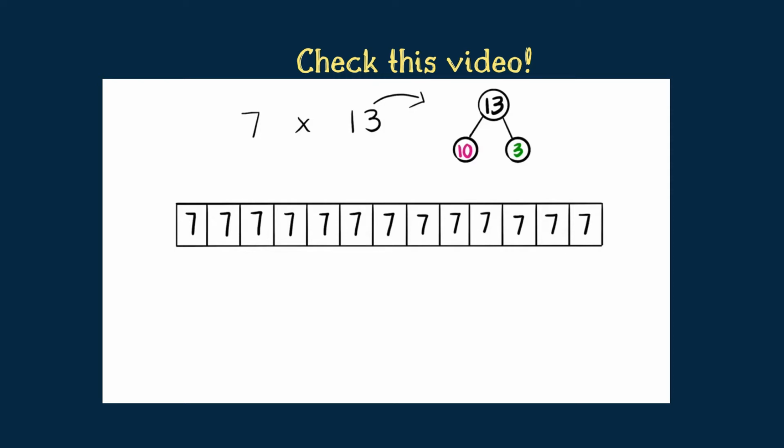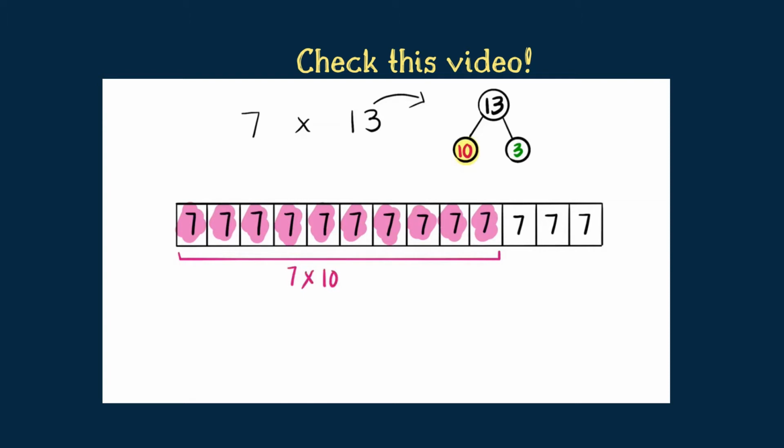Now, remember we said we could break it apart into 10 and 3? Well, let's go ahead and count 10 sevens first. 1, 2, 3, 4, 5, 6, 7, 8, 9, and 10. We have 7 times 10 here. Let's write that in.